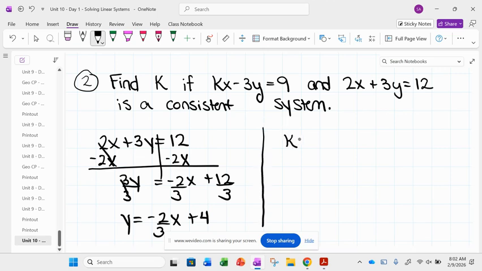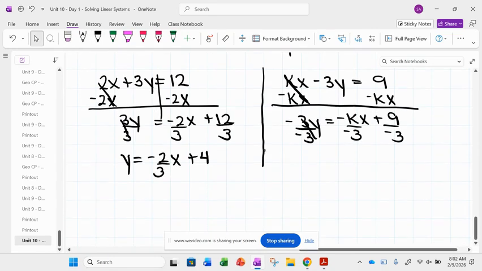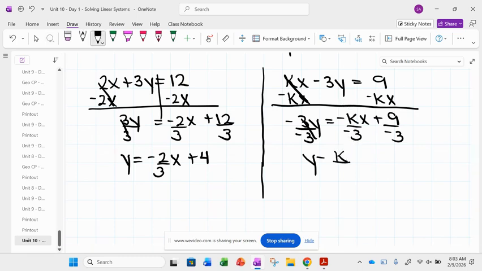Now I'm going to put the other equation also in slope-intercept form. So I'm subtracting the kx on both sides. So I have negative 3y is equal to negative kx plus 9. And now divide everything by negative 3. And so now we end up with y is equal to, a negative divided by a negative is a positive, so this is k over 3 x minus 3. These are the two equations of our lines.